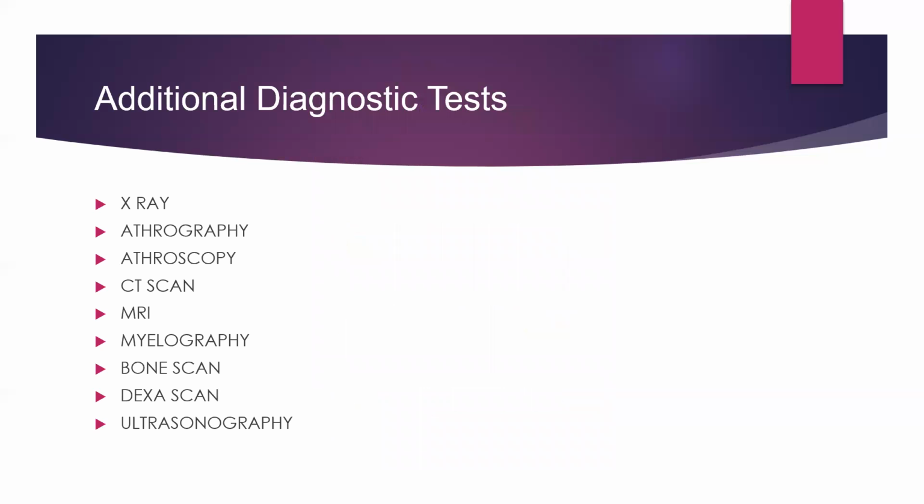For the additional diagnostic tests, we go for X-rays to identify if there is any fracture or any spur. We go for arthrography, we check the joints, we check arthroscopy, we do the CT scan, MRI for further evaluation, myelography, we go for the bone scan, DEXA scan, and ultrasonography.